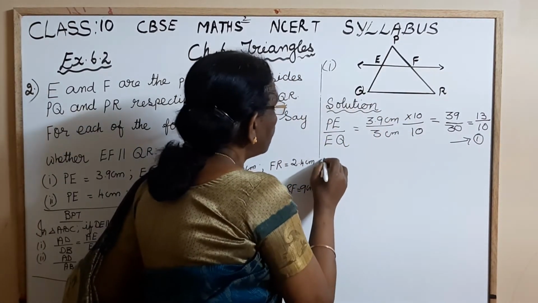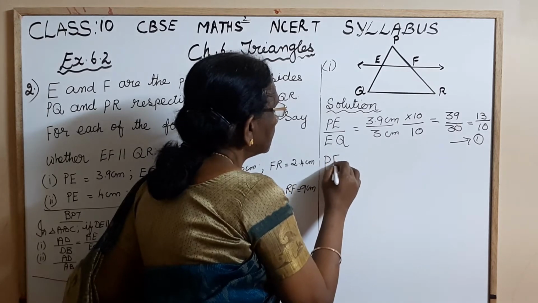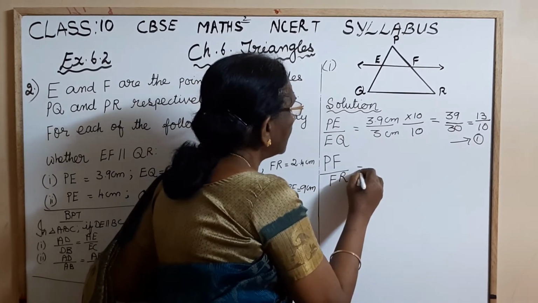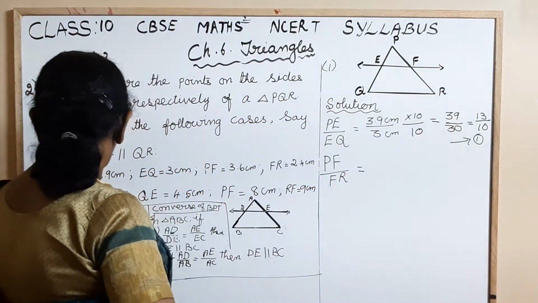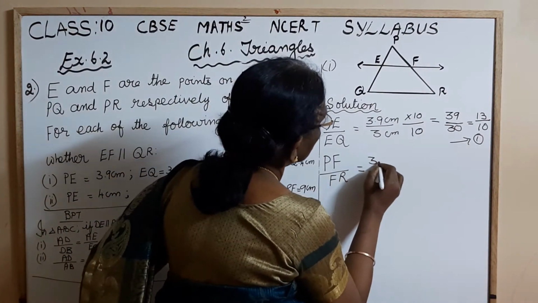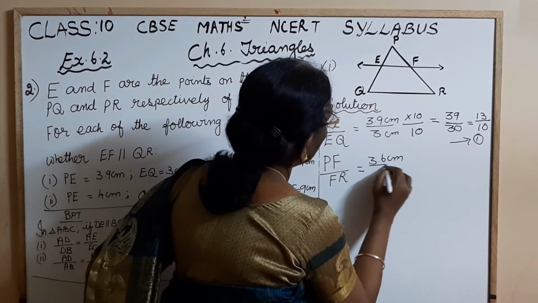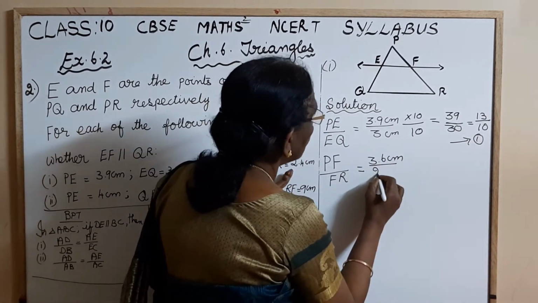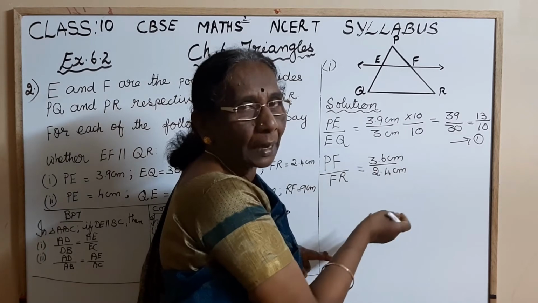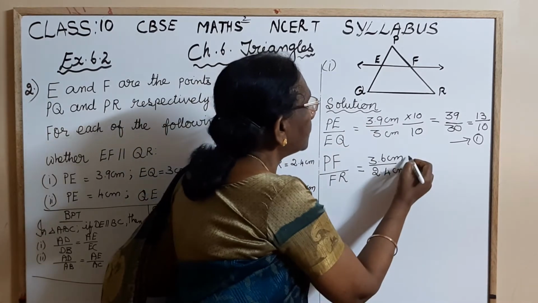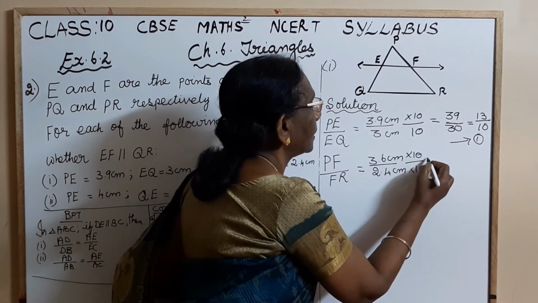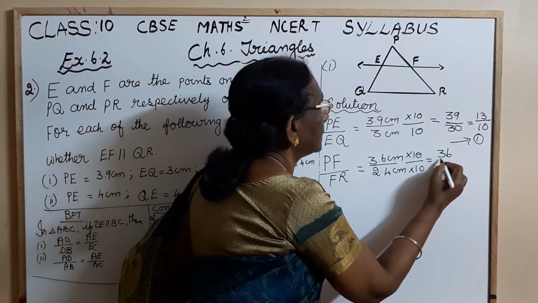Next you find the next ratio. PF by FR is equal to. What is PF by FR? PF is 3.6 centimeter and FR is 2.4 centimeter. Here the numerator and denominator have one decimal place. So both should be multiplied by 10. So what do you have? 36 by 24.